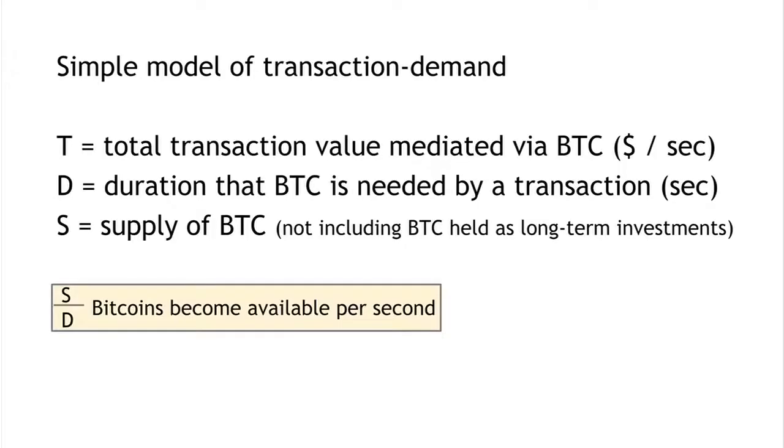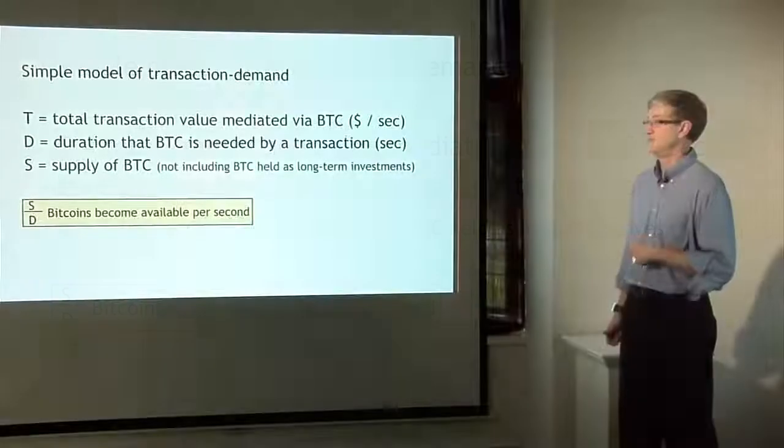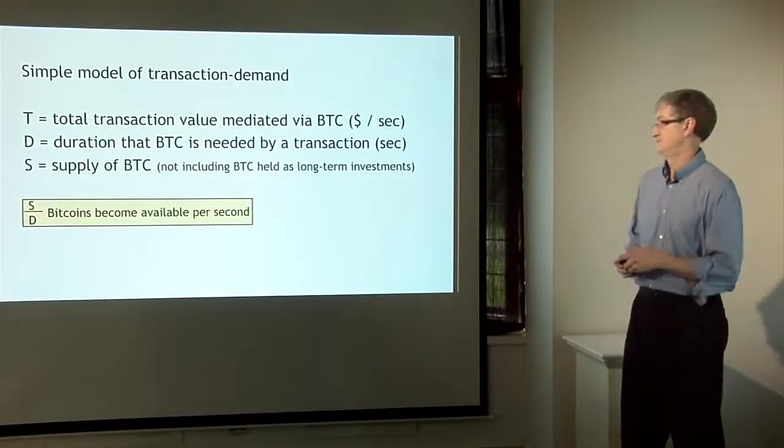Okay, and now we can do some calculations. The first thing we'll do is calculate how many Bitcoins become available in order to service transactions per second. Well, there are S Bitcoins in total that are used, and because they're taken out of circulation for a time of D seconds, every second about a 1/D fraction of those Bitcoins will become newly available because they'll emerge from that out of circulation state. And so on average, S/D Bitcoins will become available for mediating transactions every second.